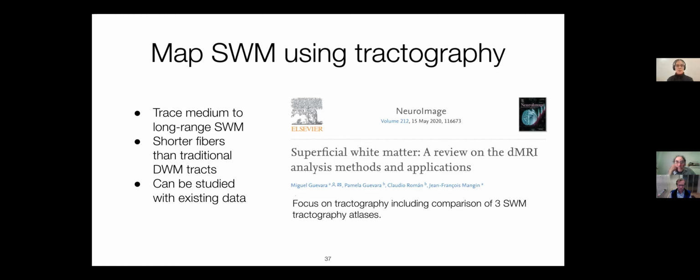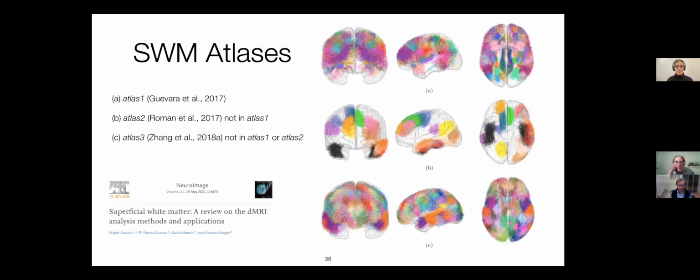So we can trace medium to long range superficial white matter. These are shorter fibers than the traditional named deep white matter tracts, and they can be studied with existing data. And this is the paper that I mentioned briefly before. That's very, very nice. That's a superficial white matter review that came out in NeuroImage last year.